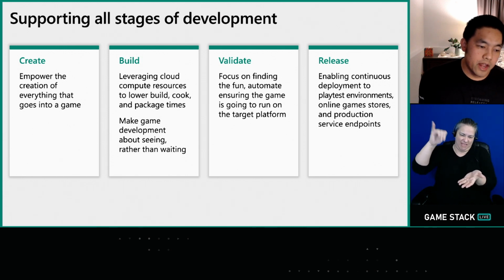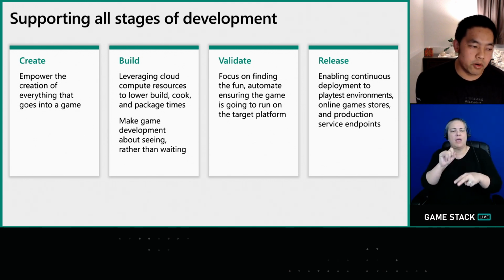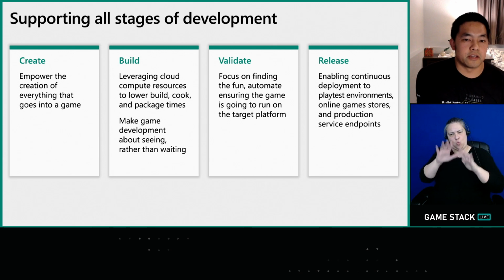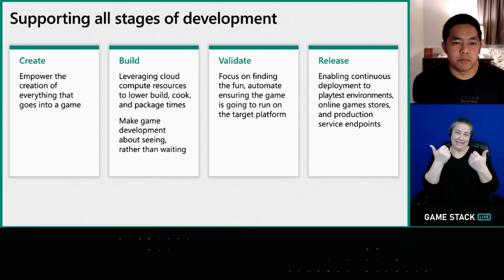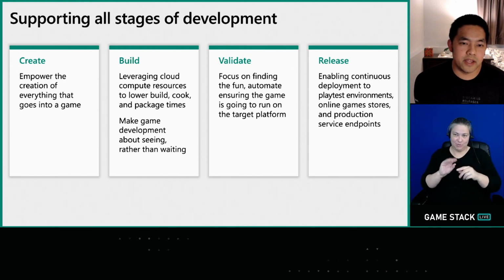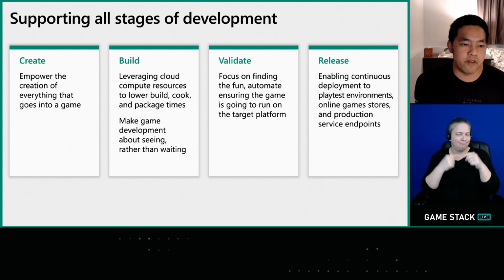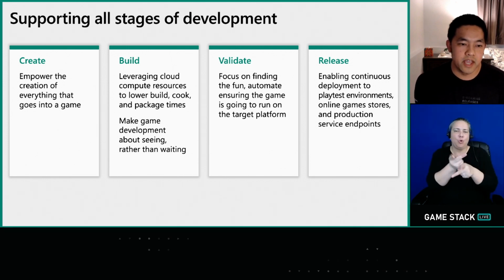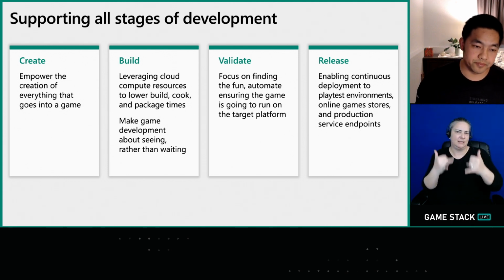And in the validate phase, we really want to make sure that your investment is prioritized on finding the fun. And so anything that we can do to automate or offload the functional verification, although it's important, is a great choice for moving into the cloud. And then, of course, games are no longer done when they're released and put on store shelves. In fact, in many ways, that's the beginning of the game's lifecycle. So being able to continuously deploy into playtest environments or even into production environments and monitor your game running there is a critical component to any game these days.